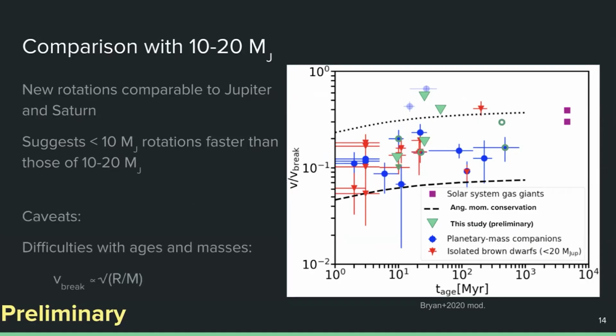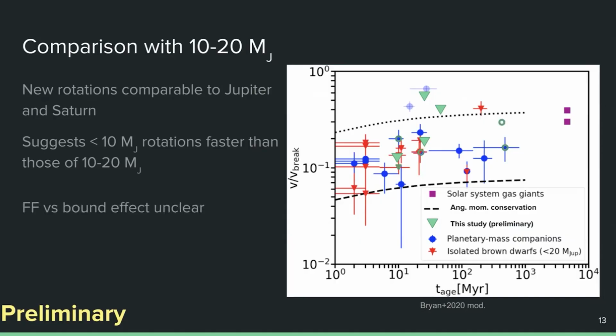So the main thing I want to show here is that we have found some rapid rotators. It may be just luck, but we are seeing that they rotate faster than higher mass objects. Okay. Now for the caveats. Why is this preliminary?